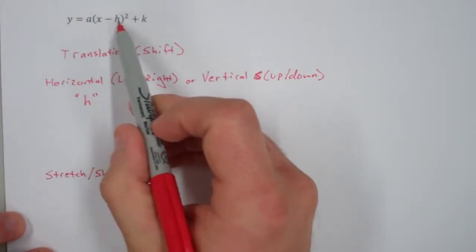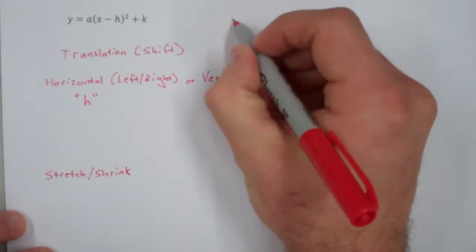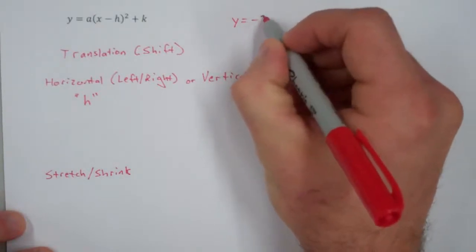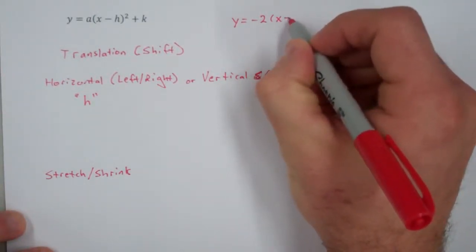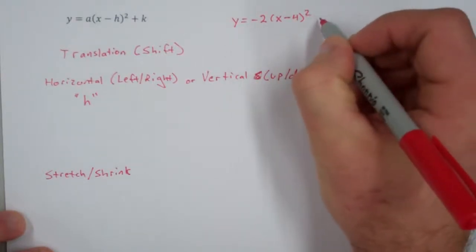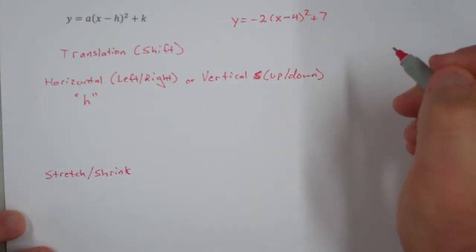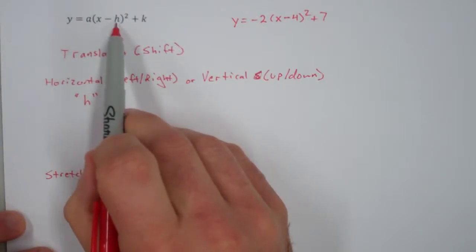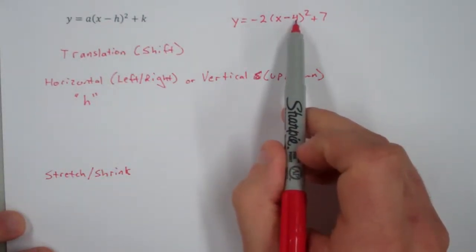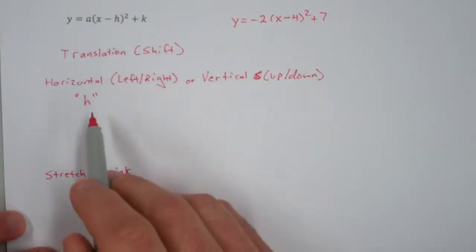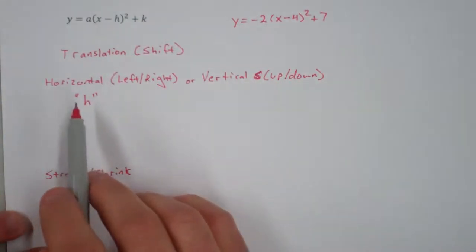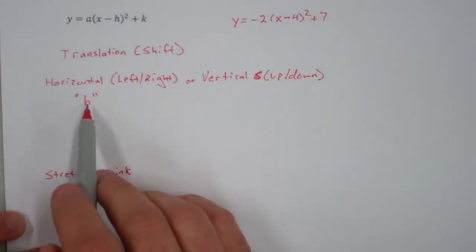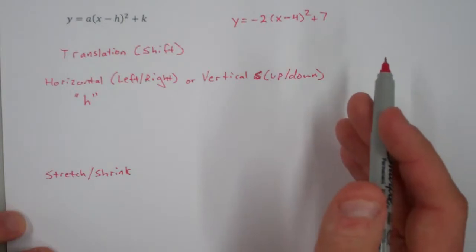Notice how it's x minus h. So let me give you a concrete example here. Let's go with -2, and we'll go x minus 4 squared plus, I don't know, 7. It's x minus h, so h in this case is 4, not -4. It's 4. So that's going to be to the right by 4. The horizontal shift is just h, and all points are shifted by that amount.